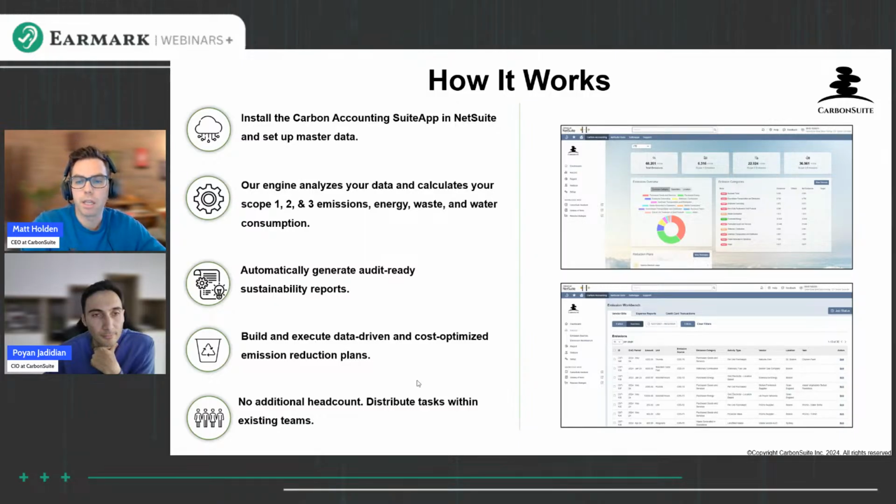And then within the app, the key focus is on automation. Collecting this data is one of the biggest challenges, I think, for most companies that are undertaking this today, and they can a lot of times benefit from having an automated solution to do some of the legwork.